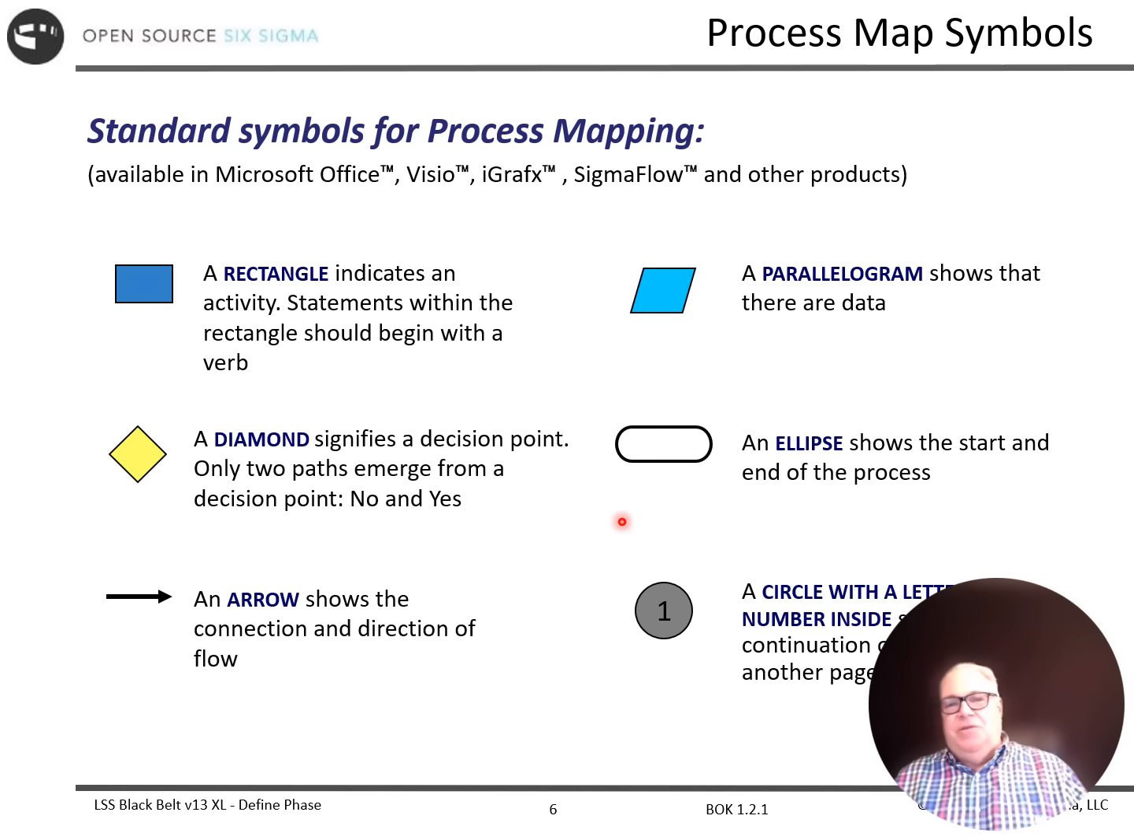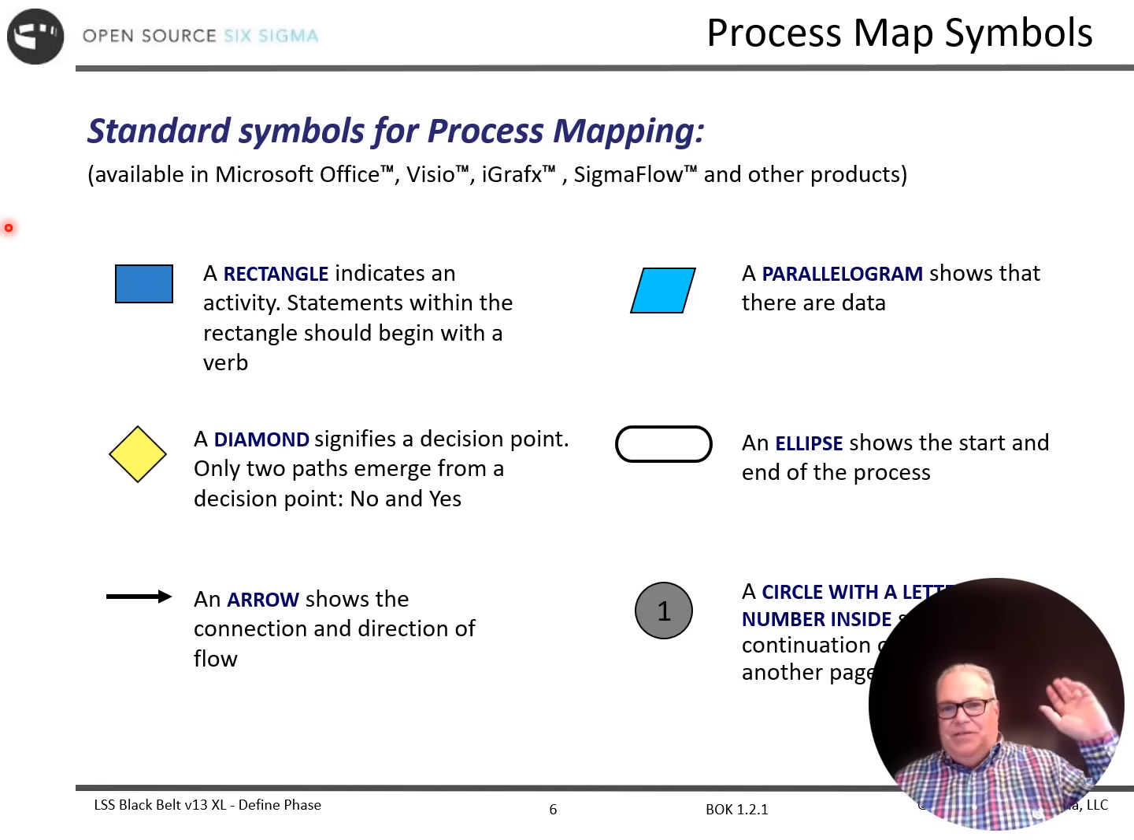I do like to show the beginning and end as a green circle or ellipse to start, and a red one at the finish. If you need continuation onto different pages, you can say go to point 1, and to 2, and to 3 if it is going to flow over to a number of pages. But again, in the define phase, we're trying to stay high level. I always say 5 to 9 steps if you can summarize it in that fashion.